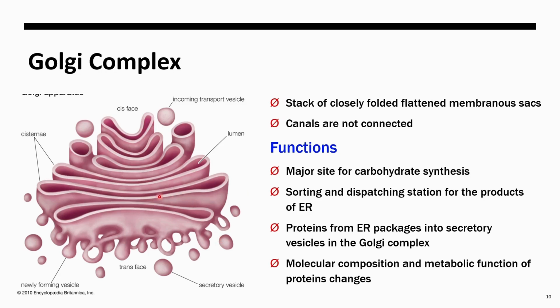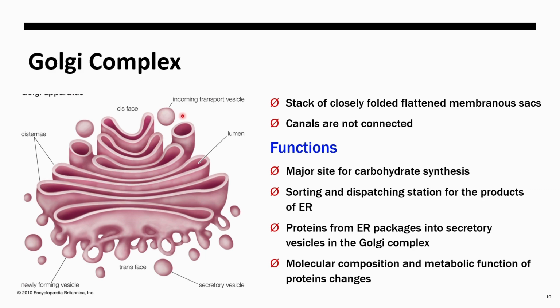The next one is the Golgi complex. You can see it's a bit similar in structure to the endoplasmic reticulum, but there are main differences. This is a stack of closely folded, flattened sacs. But the main thing is they are not interconnected. They are closed sacs. So the Golgi complex is like a sorting center.